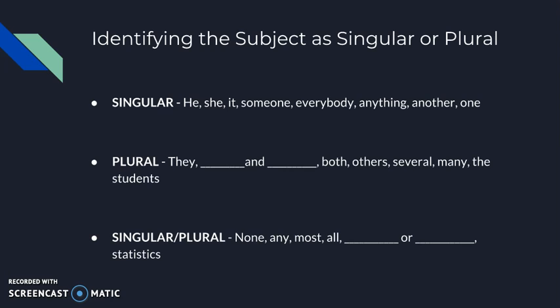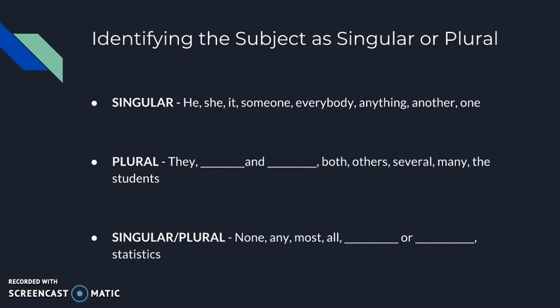subject-verb agreement to our sentences, we need to figure out how to identify a subject as either singular or plural. A singular subject is defined as one entity, whether it be one person or one group. Examples shown in the slide of singular subjects are he, she, it, someone, everybody, anything, another, and one.